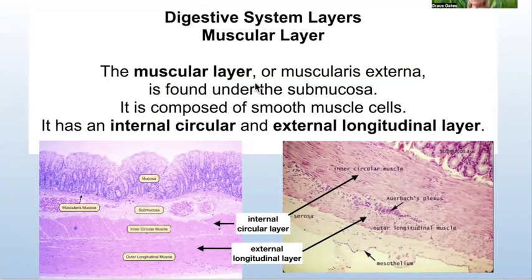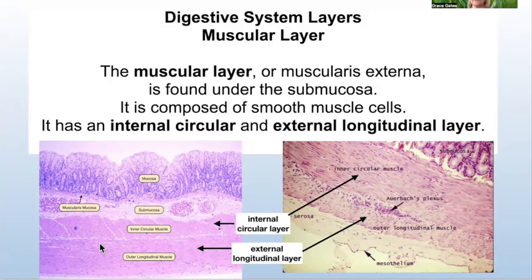Okay, the next layer, the muscular layer. The muscular layer, or muscularis externa, is found under the submucosa. It's composed of smooth muscle cells. It has an internal circular and external longitudinal layer. So its two layers are similar to the muscularis mucosae, which also had an internal circular and external longitudinal layer. Now, depending on the way that the specimen is cut, the inner circular layer and external longitudinal layer may look different.